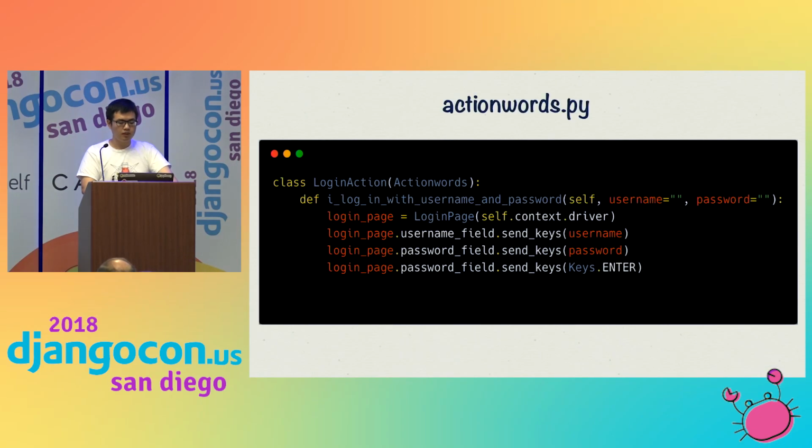And for the action words, that's where you implement your steps. So easily, you just import your page objects and then tell the BDD what you want to perform. So here is an example. I import a login page, and then I tell BDD I want to log in, input my username and password, and login.